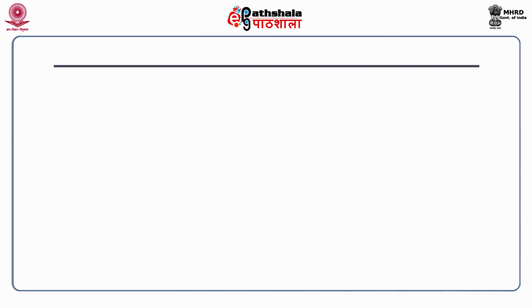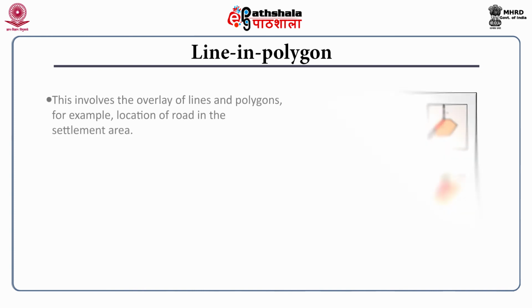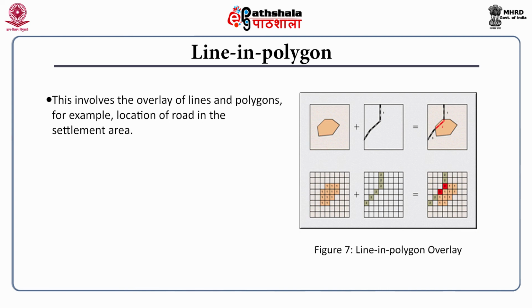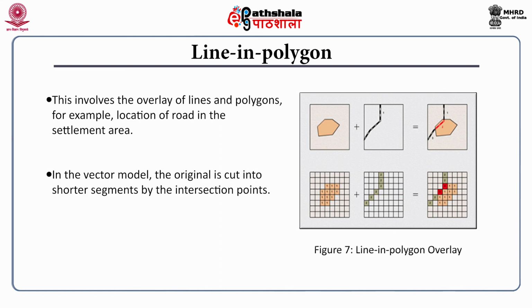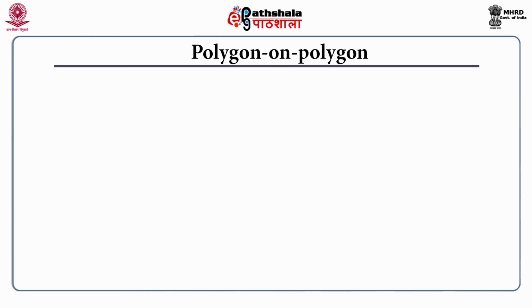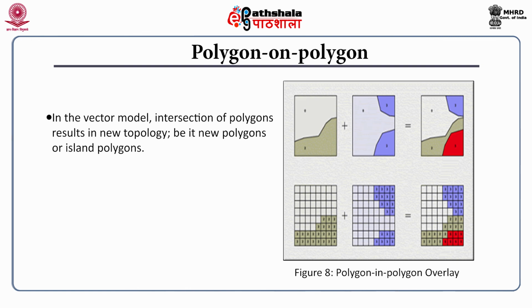Coming to the next one, that is line in polygon. This involves the overlay of lines and polygons, for example, location of road in the settlement areas. In the vector model, the original line is cut into shorter segments by the intersection points. In the raster model, the areas of interest are identified by addition. The third one is polygon on polygon. In the vector model, intersection of polygons results in a new topology, be it new polygons or island polygons. In raster overlay, the cell values of the input layers are calculated.